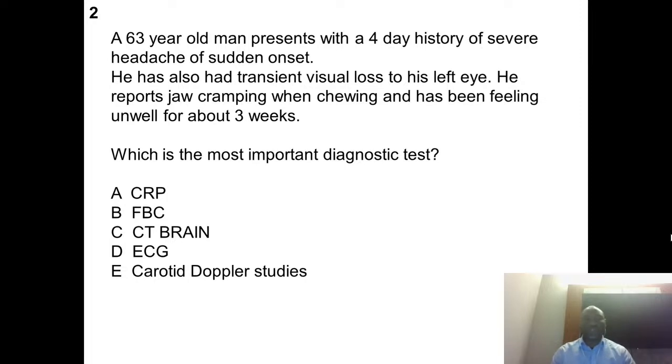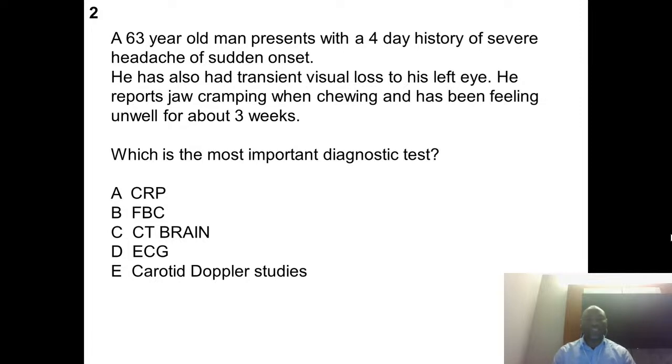Question two is a 63-year-old man who presents with a 4-day history of severe headache of sudden onset. He also has transient visual loss in his left eye. He reports jaw cramping when chewing and has been feeling unwell for the last 3 weeks. Which is the most important diagnostic test for this gentleman?